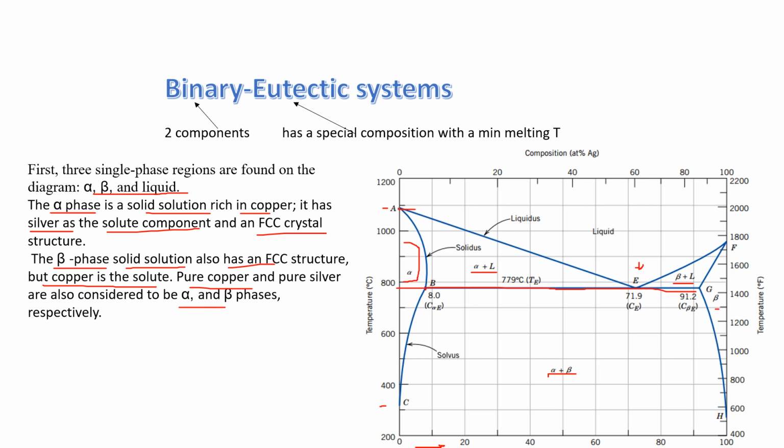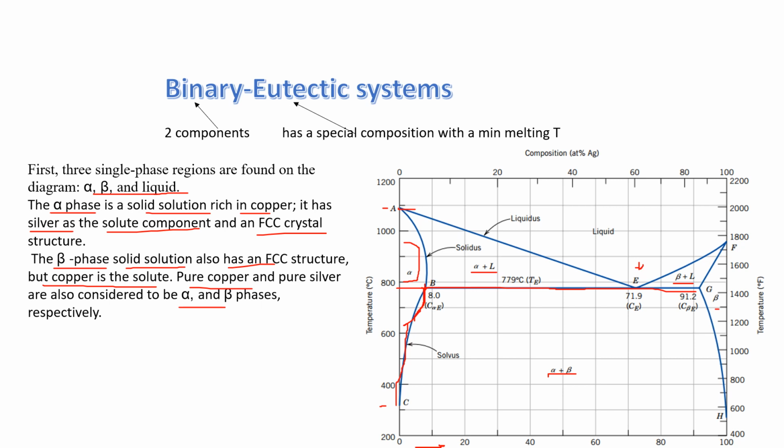Between the alpha plus beta and alpha plus liquid phase regions, it increases with temperature to a maximum of 779 degrees centigrade, with 8% copper at point B, the maximum solubility limit. It then decreases back to zero at the melting temperature of pure copper. This is the solubility limit, and the maximum is point B, starting from point C.